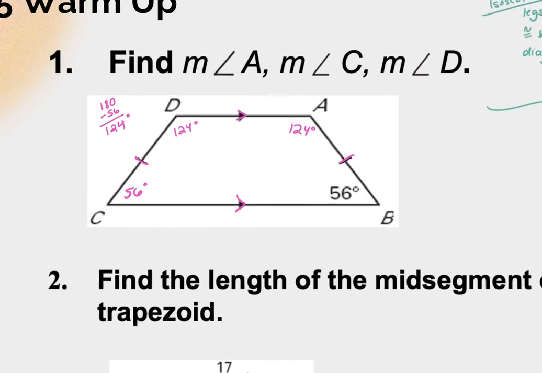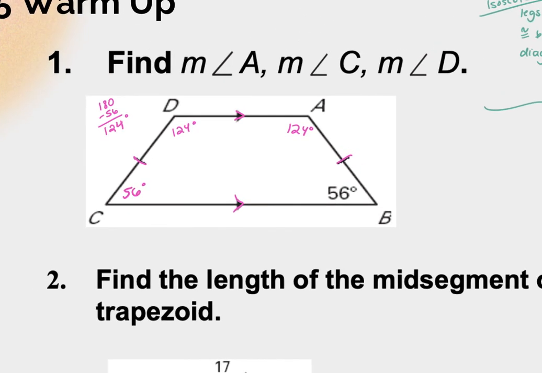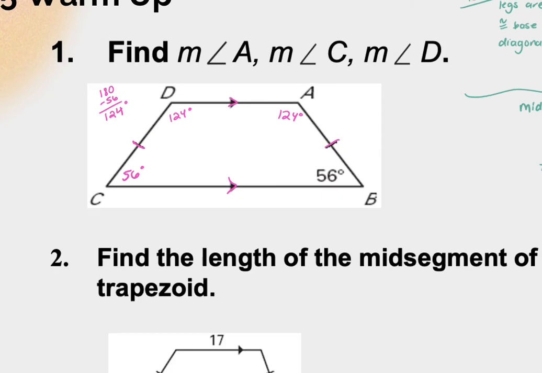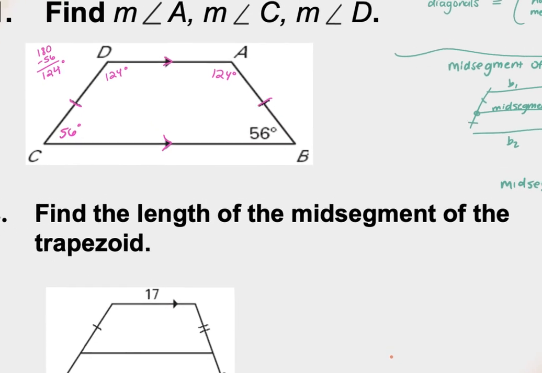Isn't the whole inside of the trapezoid 360? Yep. So you can subtract. After you get the 56 on the other side, then you can add them, subtract them from 360, and divide by 2. Correct.